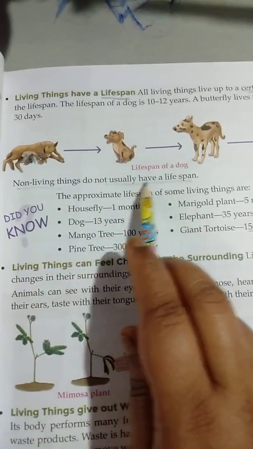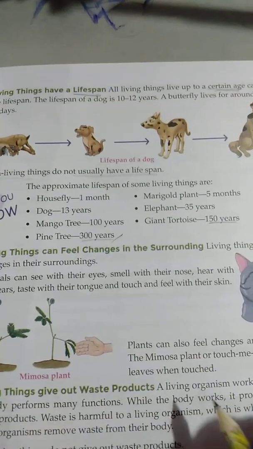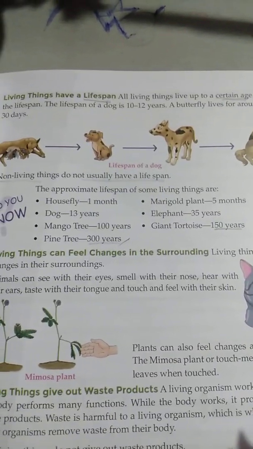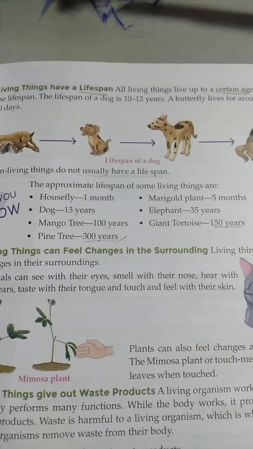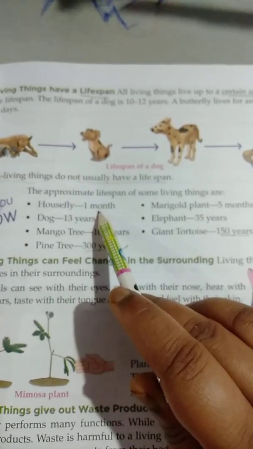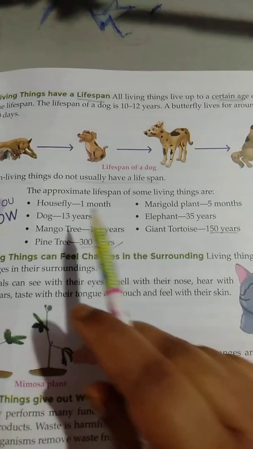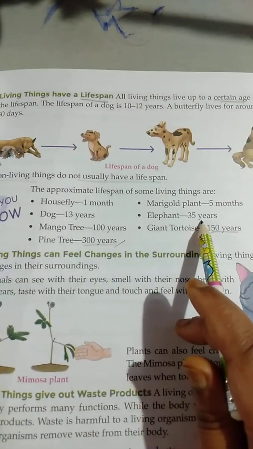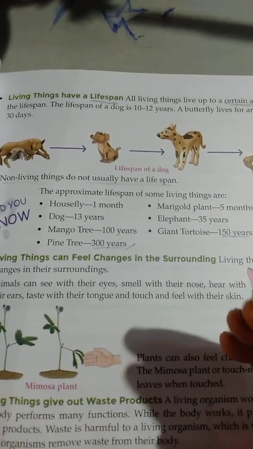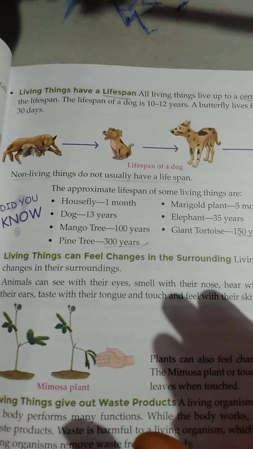Non-living things do not usually have a lifespan, and we have discussed the lifespan of living things. What do you mean by lifespan? Lifespan means the full life cycle from birth to death. So a housefly can have a lifespan of 1 month, a marigold plant 5 months, a dog 13 years, an elephant 35 years, and a mango tree 100 years. So a lifespan and life stages are there for a living thing, but for a non-living thing, there is no lifespan.